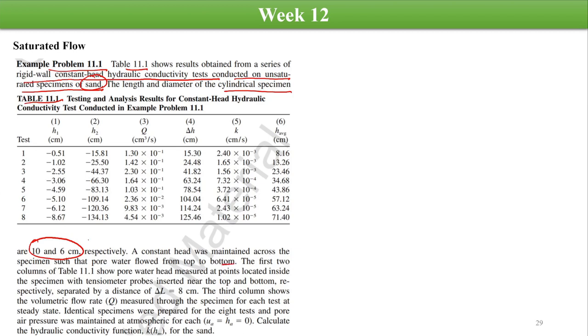The first two columns of the table, that are these, show pore water head measured at the points located inside the specimen with tensiometer probes inserted near the top and bottom, respectively, separated by distance delta L that is equal to 8 centimeters. The third column shows the volumetric flow rate measured for the specimen for each test at steady state condition. Identical specimens were prepared for the eight tests and the pore air pressure was maintained at atmosphere for these. Then we need to calculate the hydraulic conductivity function for the sand.